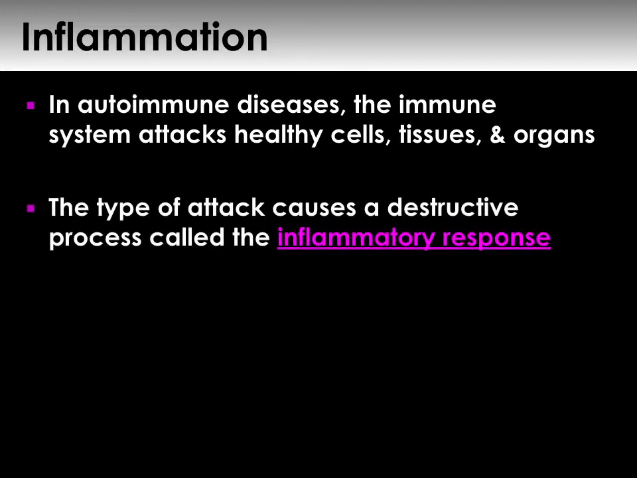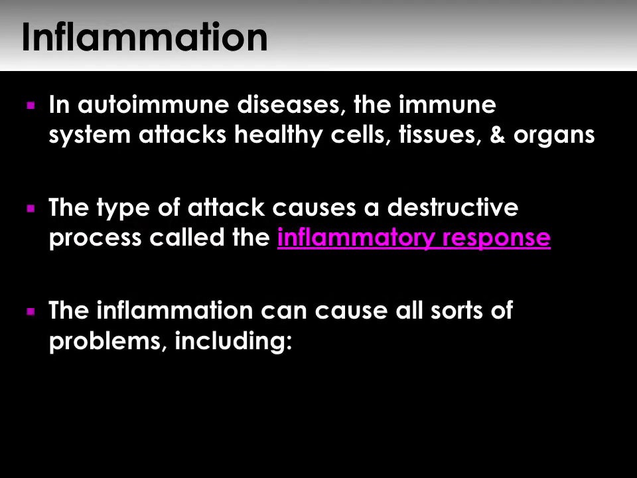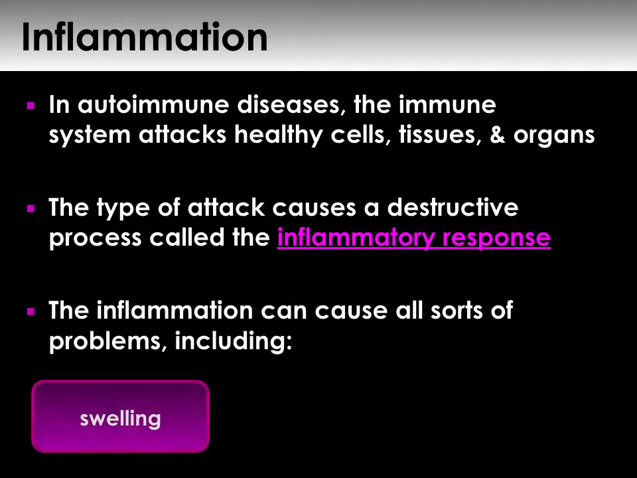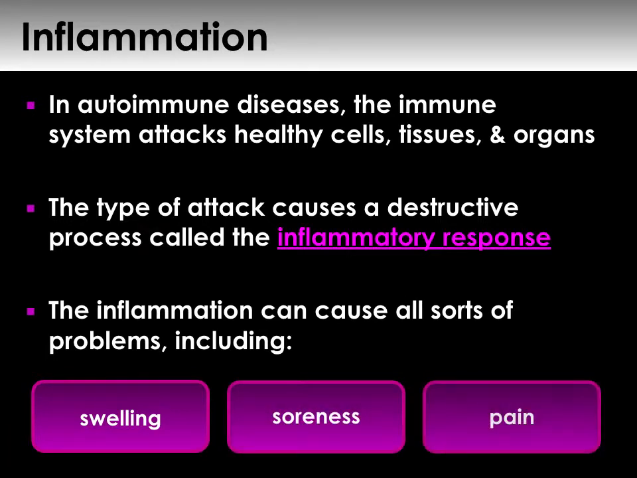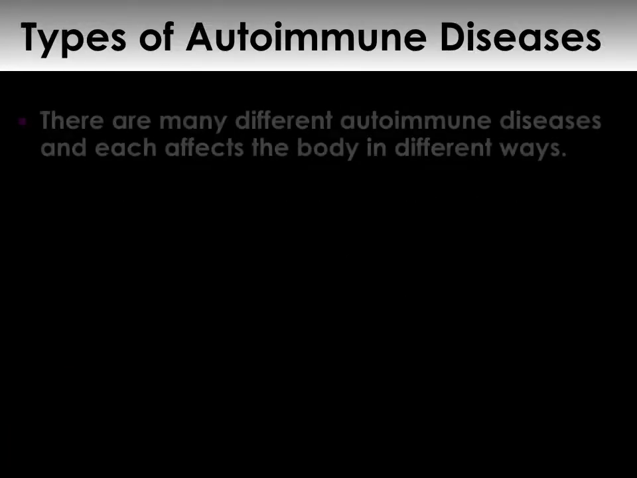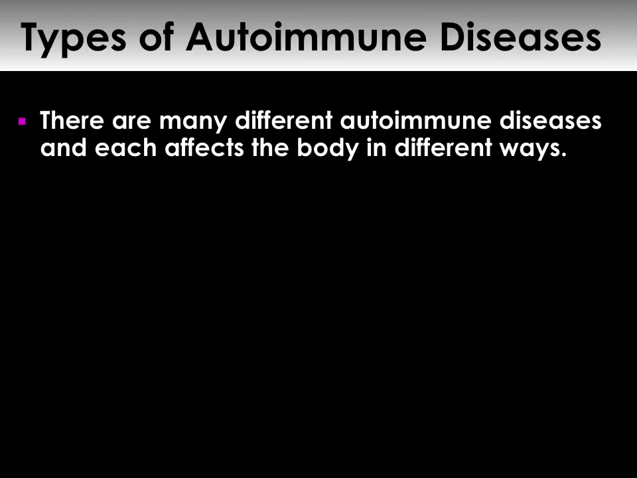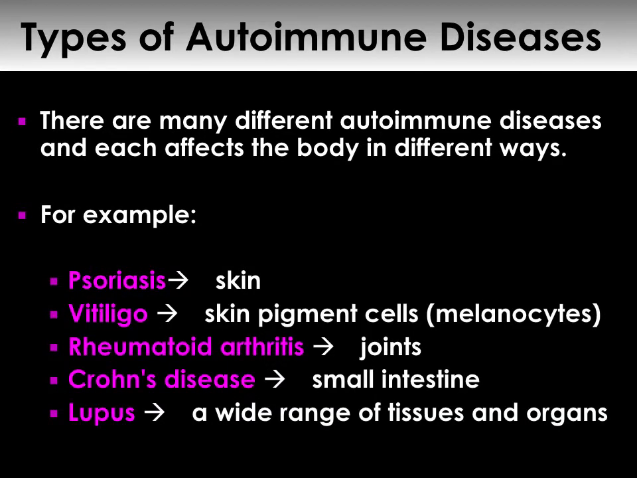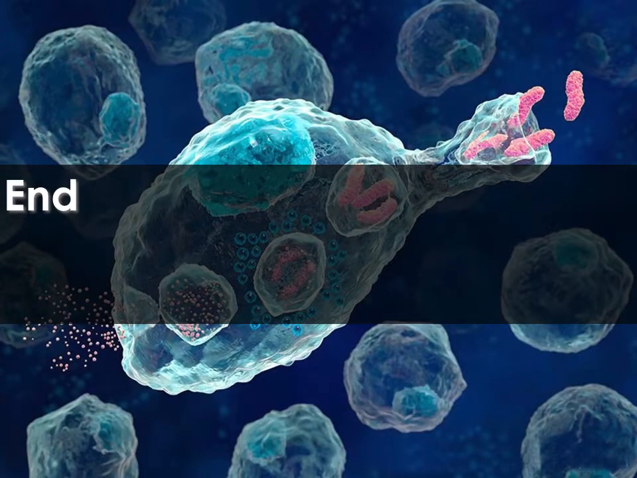This type of attack causes a destructive process called the inflammatory response. Inflammation can cause all sorts of problems, including swelling, soreness, and pain. There are many different types of autoimmune diseases, each which affects the body in different ways. For example, you can have psoriasis, which affects the skin, rheumatoid arthritis, which affects the joints, and lupus, which affects a wide range of tissues and organs. And that will conclude the immune system.